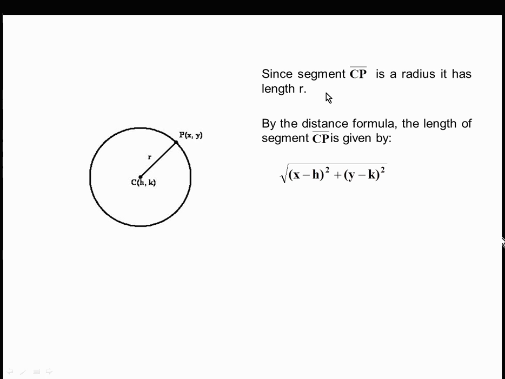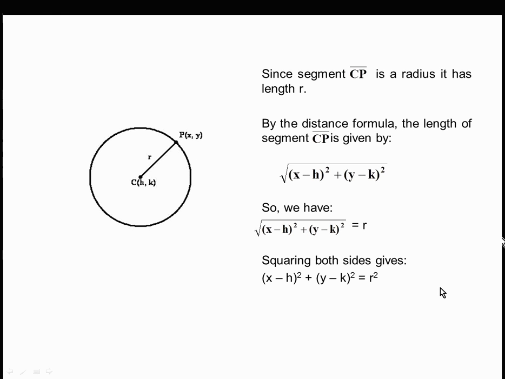Remember, back up here, it's also a radius. So this expression has to equal r. Remember, they're both expressions for the length of CP. It's r because it's a radius. It's this square root expression because of the distance formula. Now, we don't like having the square root in it, so let's just square both sides. Squaring both sides gives us (x minus h) squared plus (y minus k) squared equals r squared.